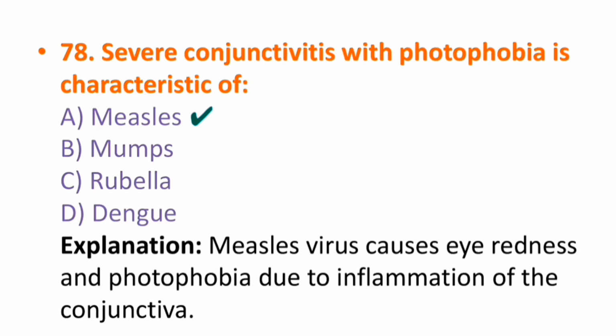Severe conjunctivitis with photophobia is characteristic of option A measles, option B mumps, option C rubella, option D dengue. The correct answer is option A measles. Measles virus causes eye redness and photophobia due to inflammation of the conjunctiva. Measles causes severe conjunctivitis with photophobia.